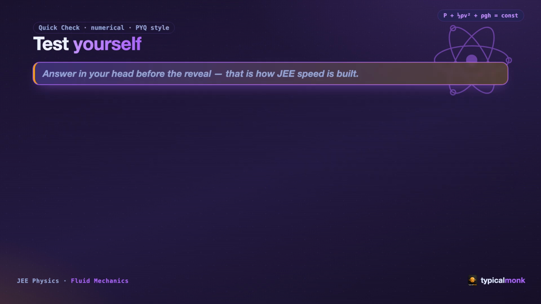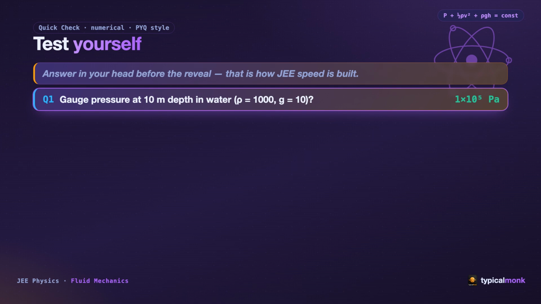Time to test yourself, rapid fire, and every answer today is a number. Here is the rule. I ask, you answer in your head before the reveal. No pen, no paper, just what you built today. Question 1. What is the gauge pressure 10 meters deep in water with density 1000 and gravity 10? Rho g h is 1 times 10 to the power 5 pascals.